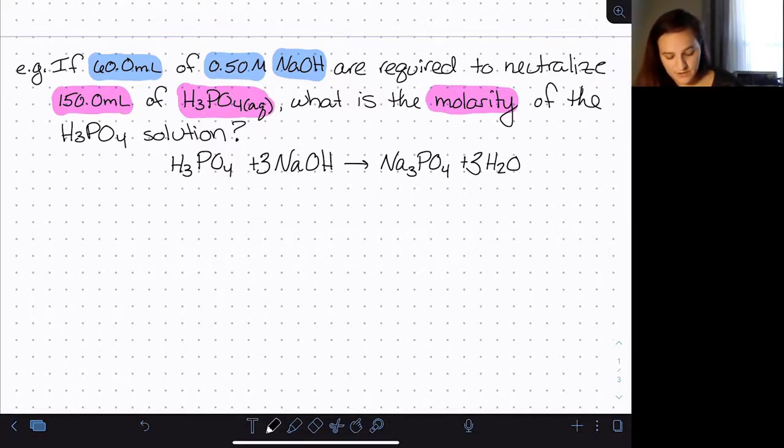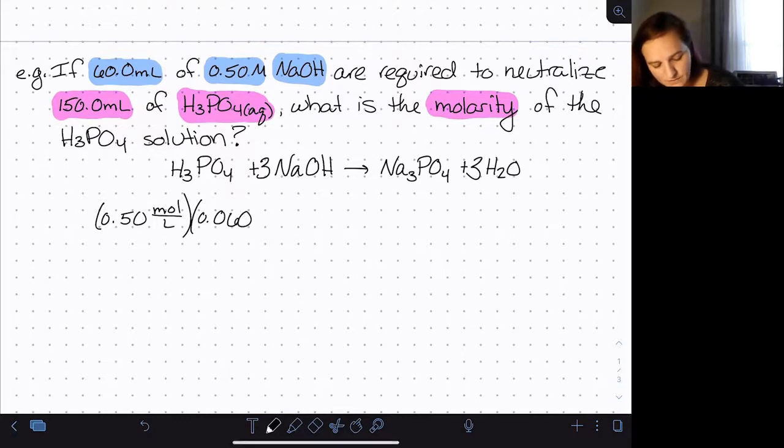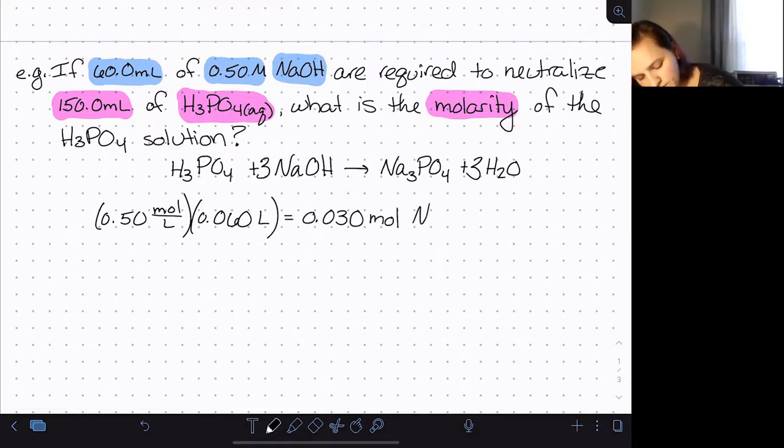So calculations-wise, the first thing we want to do is work with whatever we're given the most information about, which is our sodium hydroxide, to find the moles of that substance. So we know that this was a 0.5 moles per liter solution of sodium hydroxide, and we had 60 milliliters of it, or 0.06 liters. So that means that we reacted 0.03 moles of sodium hydroxide.